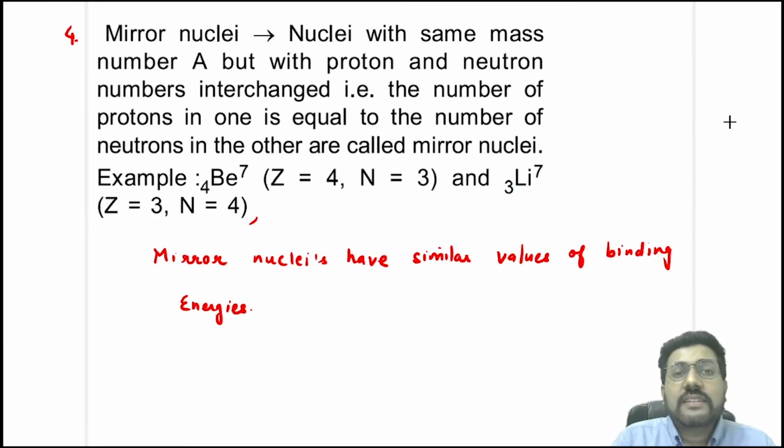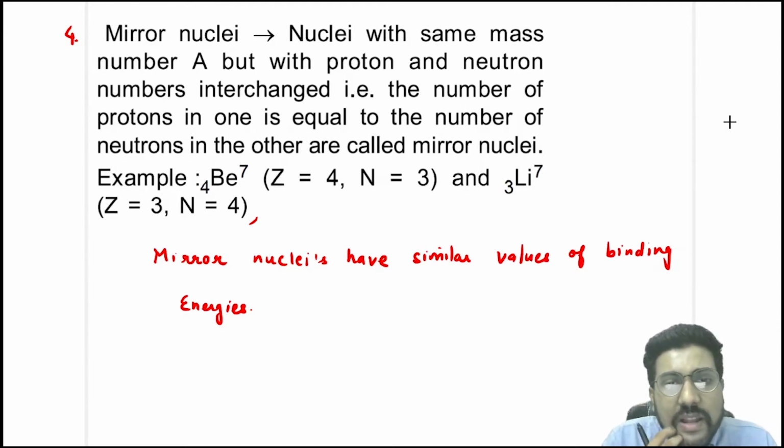Now the next definition is what is a mirror nuclei. The nuclei having same mass number but proton and neutron numbers interchanged. So two nuclei, if they have same mass number but the proton and neutron numbers have interchanged, are called mirror nuclei, right?